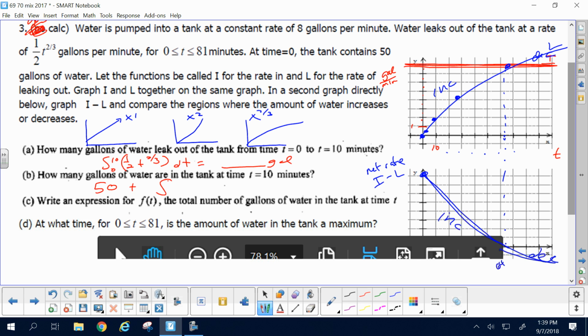So if I go with it, is the 8 positive or negative? Why is it positive? Because that's water in. Is the 1/2 t cubed positive or negative? Negative, or needs to be subtracted, because that's out.